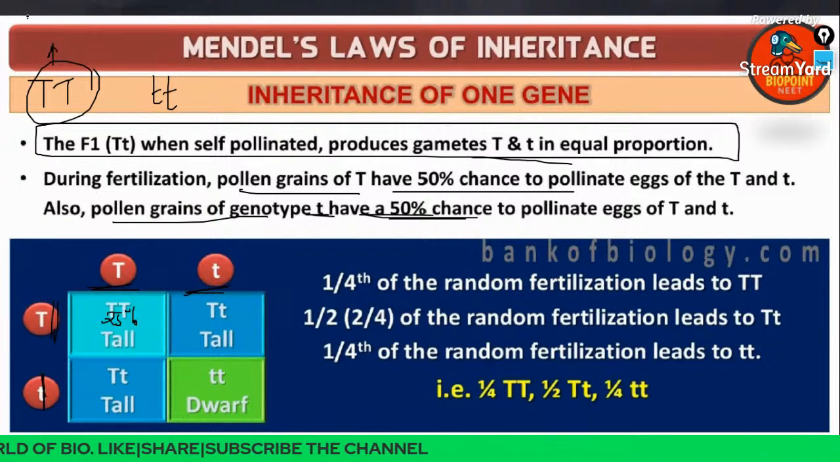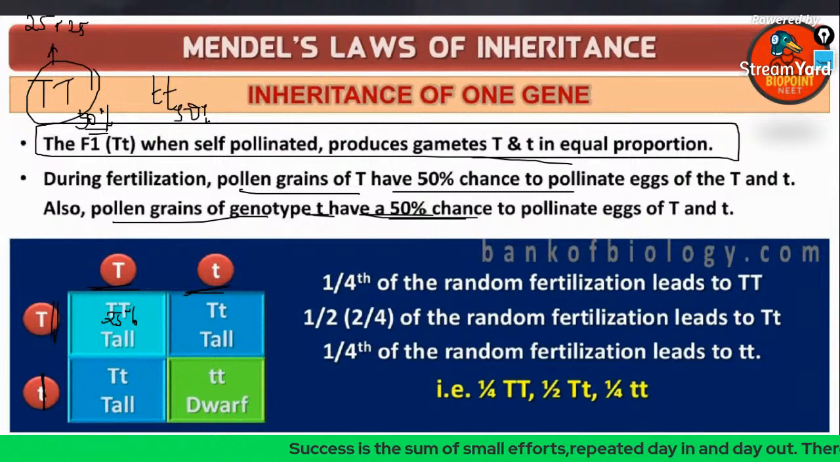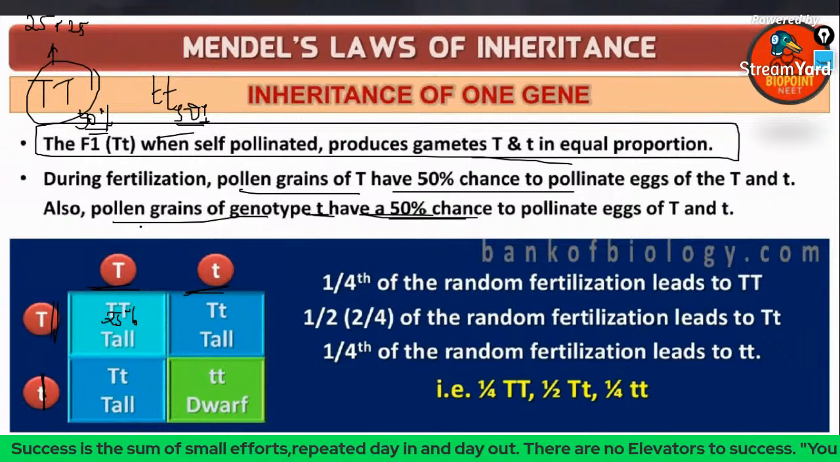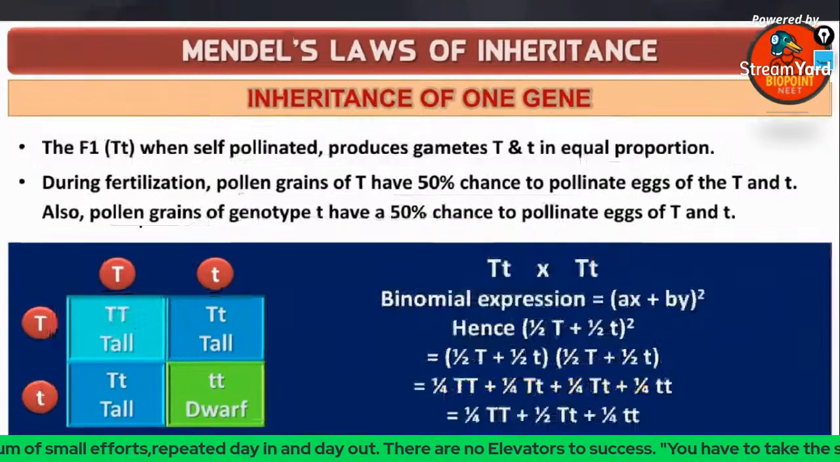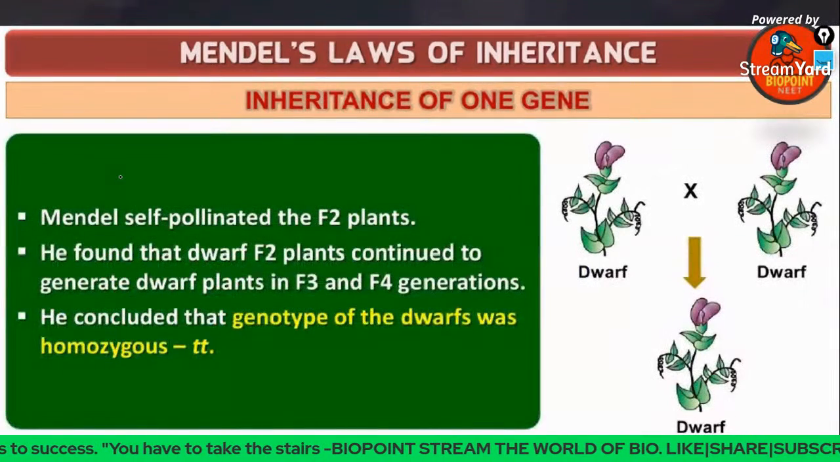So this gamete has 25 plus 25, 50%. So the tall trait goes into 50% of the progeny, and the dwarf trait goes into 50% of the progeny. That is what is meant over here. You don't have to study all these things in detail, because you have to have a clear idea on how to do the problem.